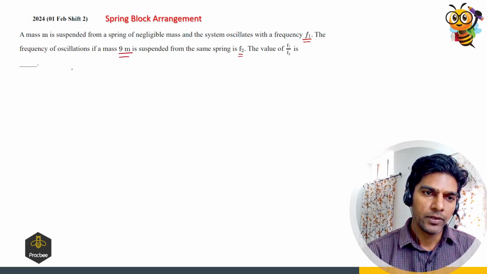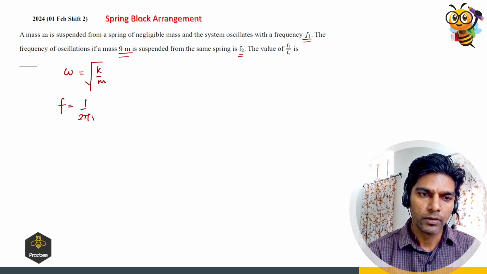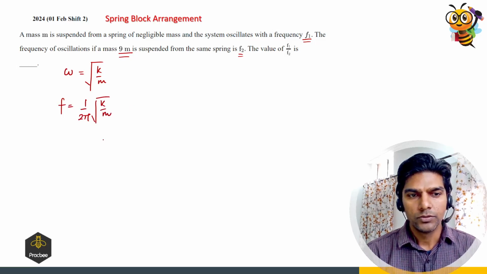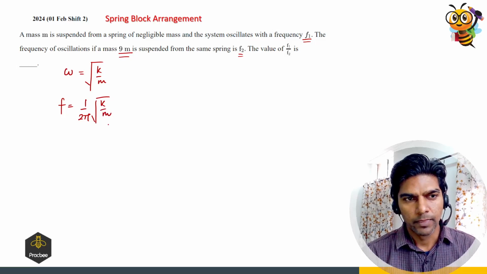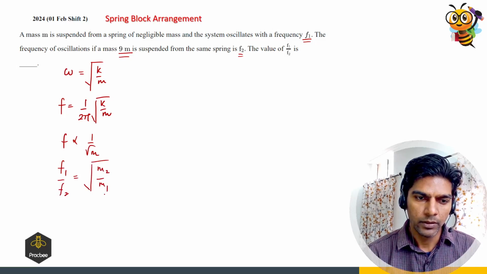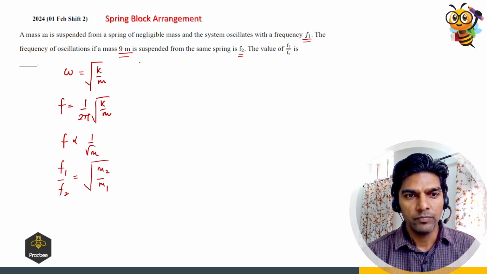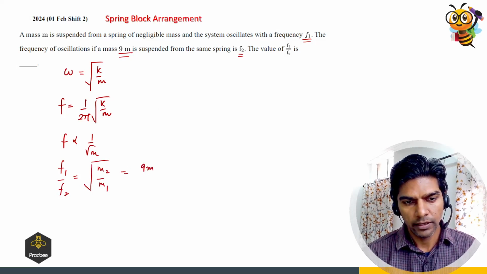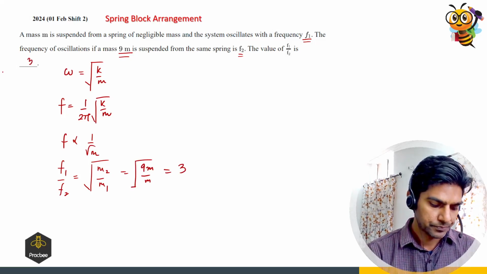So we know that angular frequency is given as root of k by m, or frequency will be given as 1 by 2 pi root k by m. So for a given spring constant, the frequency will be inversely proportional to square root of the mass. So f is inversely proportional to square root of mass. So f1 by f2 will be equal to root of m2 by m1. And what is m1? m1 is m, m2 is 9m. So that will be 9m by m whole root, which is 3. So the answer will be 3.